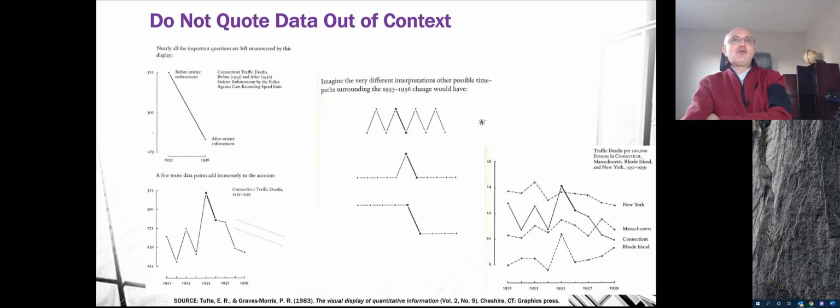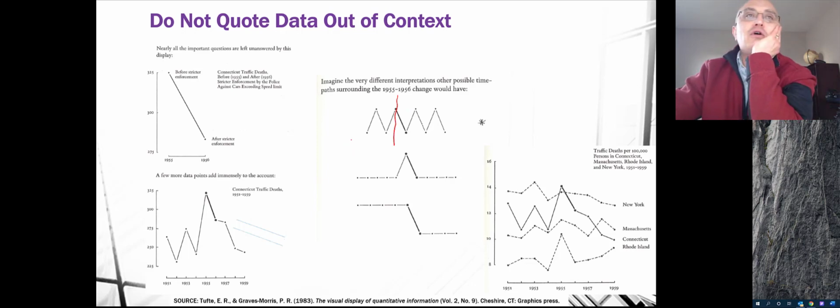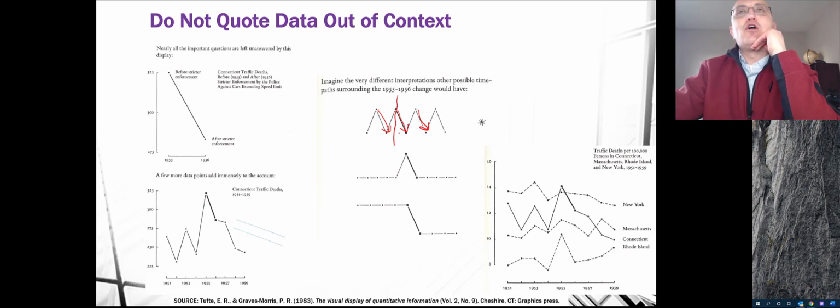Think about the conclusions that you're going to draw if you just show this graph in the upper left. You're going to say, whoa, enforcing the speed limit really reduced the number of deaths. It was a good thing. But what if we didn't tell the whole story? What if we went back to like 1955, 1954, do you see over here in the upper right, 1953, 1952, and we could see that over the years there was this jigsaw pattern.